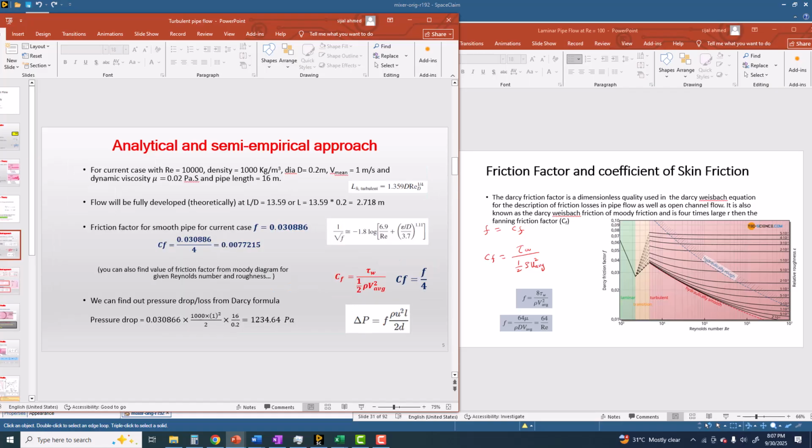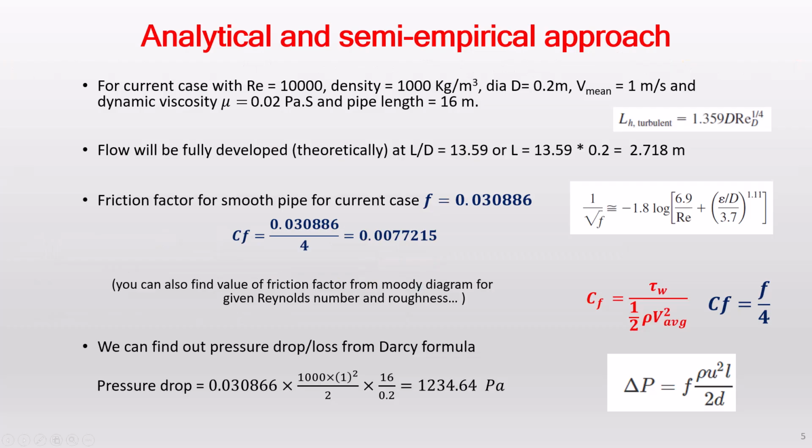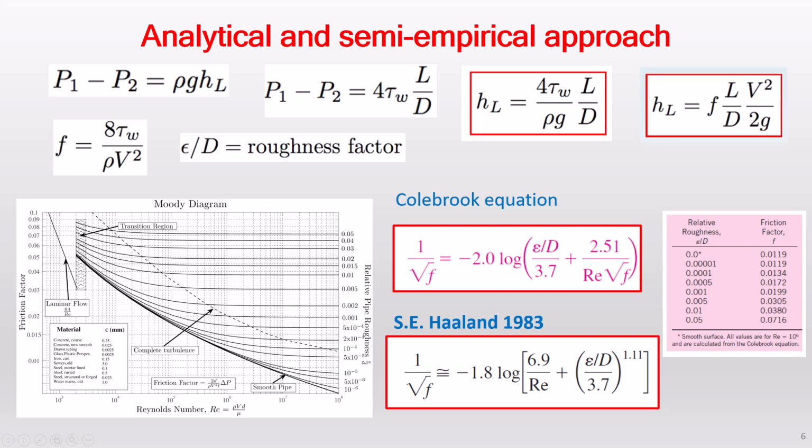Okay, so let's discuss here. If I show you the Moody diagram that you can find in any book, and the Reynolds number is equal to 10,000, that means this is equal to 10 power 4. So we are here. Take this value up to here. This is the smooth pipe.